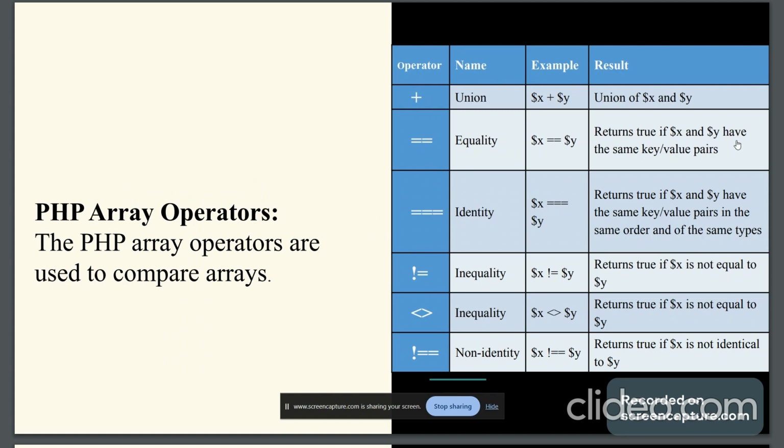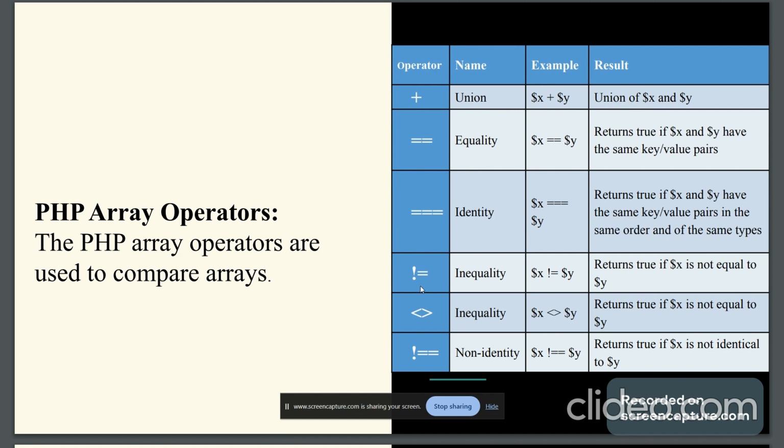In many programming languages, we have functions, or sometimes we need to write complicated code for searching, sorting, inserting an element, deleting an element, checking or comparing two arrays, etc. But in PHP, we have a list of array operators. The first operator is plus, that is union, which is used to join two arrays. The equality operator will check whether the elements or values of both arrays are the same. The identity operator, meaning triple equal to, will return true if the values of both arrays are the same as well as their data types.